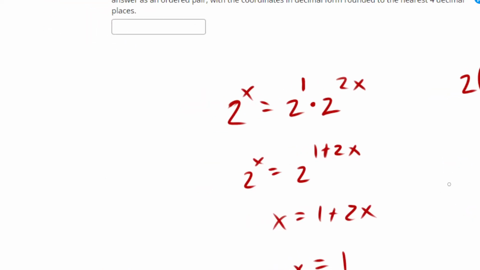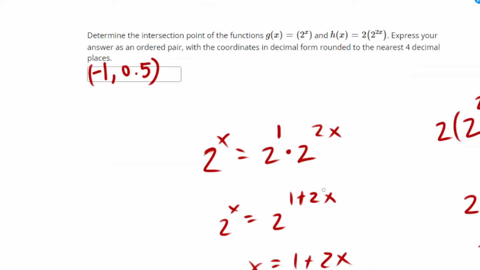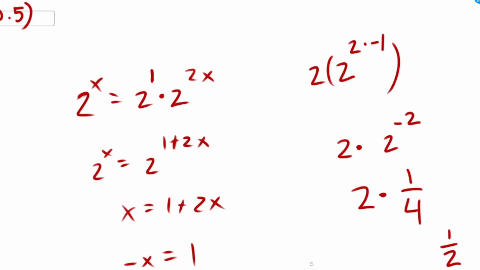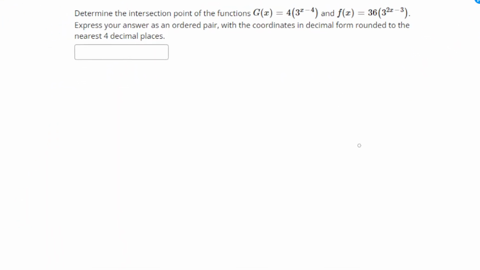Our y point is going to be 0.5. So we have negative 1, 0.5, because it wants it in decimal places. So this would be our answer. I just messed up. You do plug what you find for x into your y. Determine the intersection point of these functions, and then express it as an ordered pair. So we'll do the same.